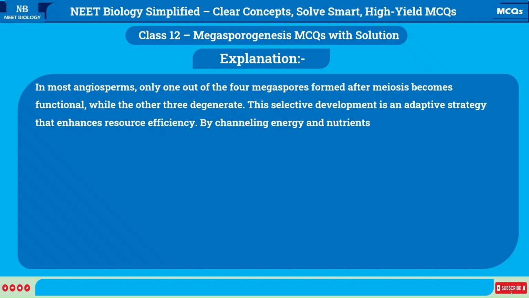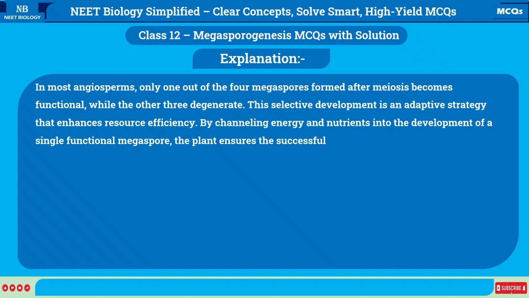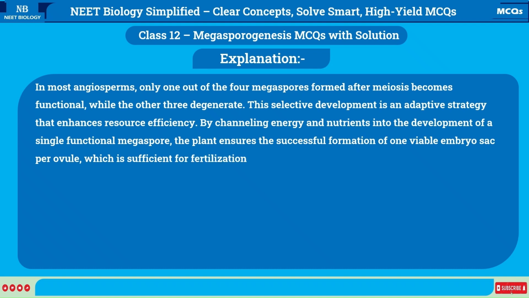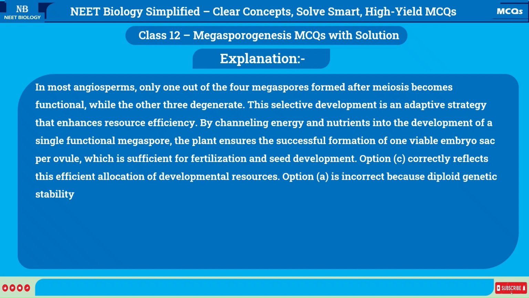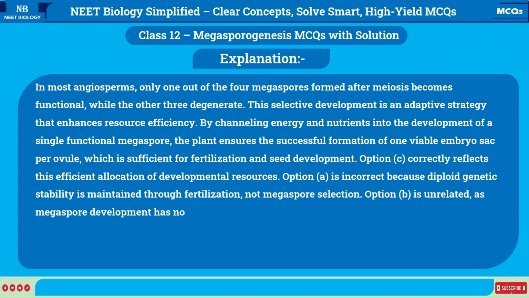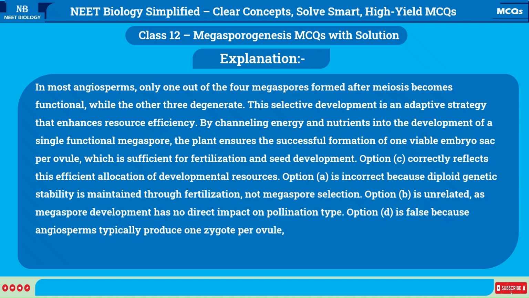By channeling energy and nutrients into the development of a single functional megaspore, the plant ensures the successful formation of 1 viable embryo sac per ovule, which is sufficient for fertilization and seed development. Option C correctly reflects this efficient allocation of developmental resources. Option A is incorrect because diploid genetic stability is maintained through fertilization, not megaspore selection. Option B is unrelated, as megaspore development has no direct impact on pollination type. Option D is false because angiosperms typically produce 1 zygote per ovule, not multiple.